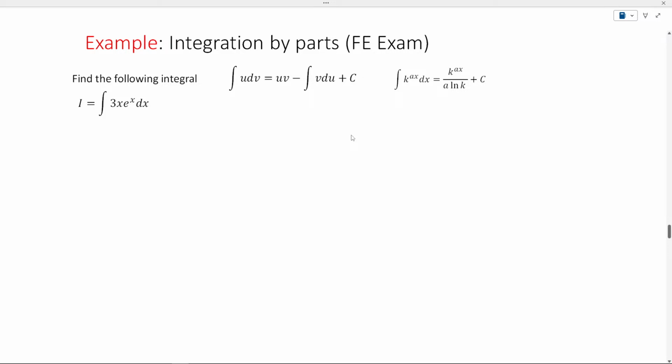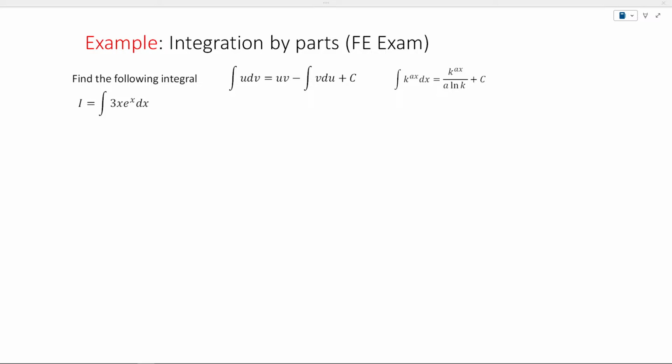So this is an example. In the previous lesson we already know that this one has one of these ready-to-use functions that I can use to find the solution. But we're not going to do this this time. This time I will do this using integration by parts.